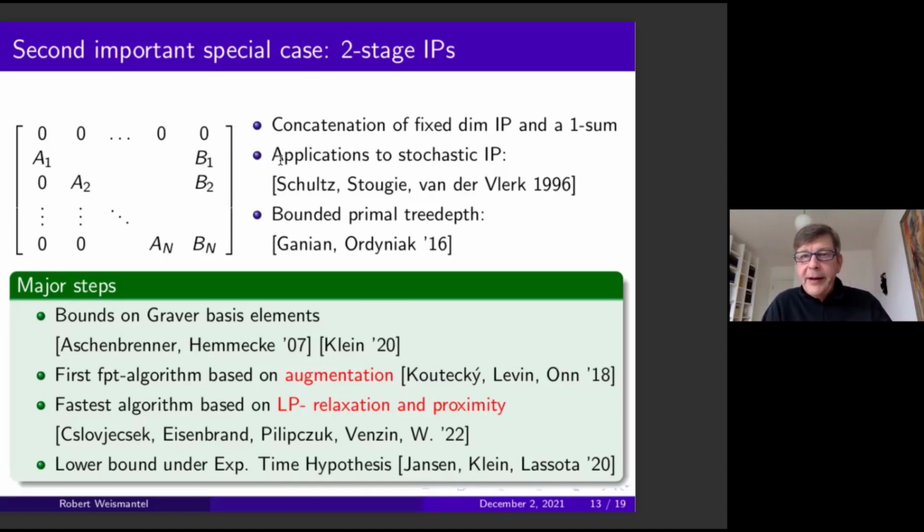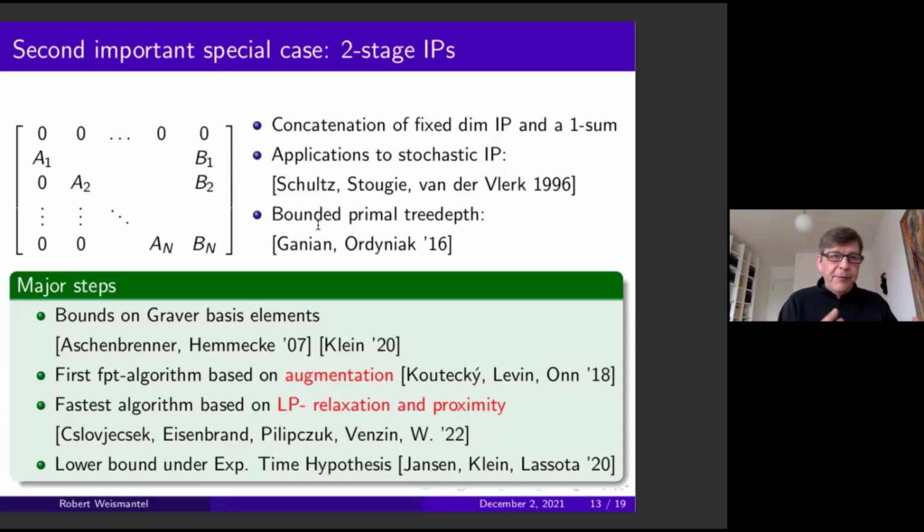applications to stochastic IP. This is where this model really came from, where you have these two-stage decisions. So once you have a first stage decision, this is really in these columns. When you fix these guys, then the problem decomposes. And there's also an extension of these two-stage stochastic IP models to bounded primal tree depth, due to Kouteckỳ and Ordyniak, but I will not comment on this.